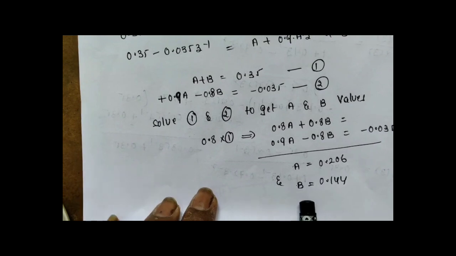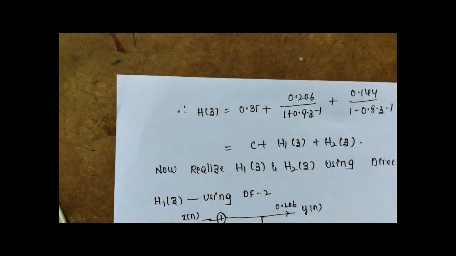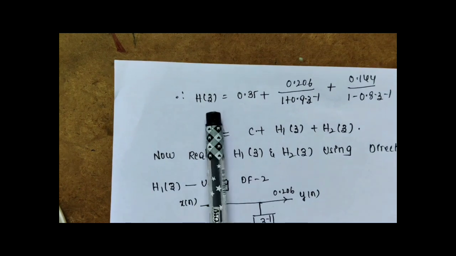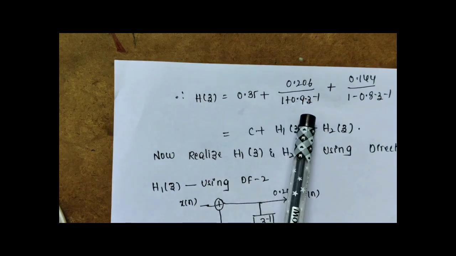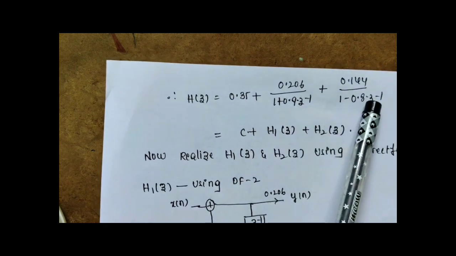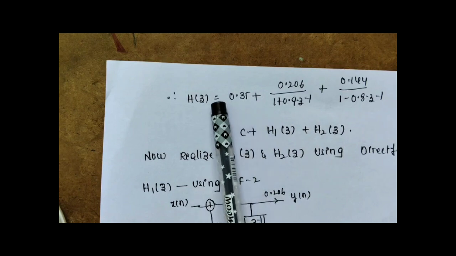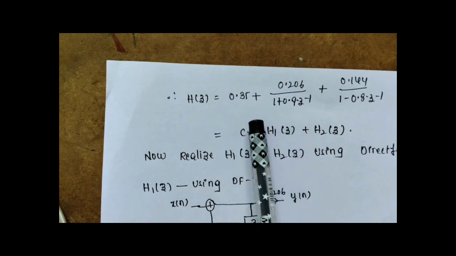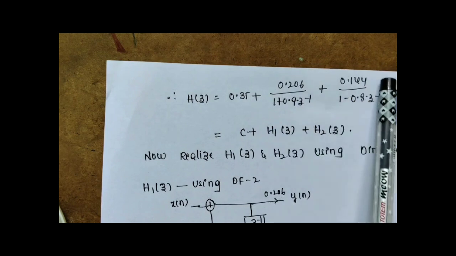Now if you do the cross multiplication and find the values of A and B, you will get the A value as 0.206 and the B value as 0.144. You can check this. So the total H of z turns into 0.35 plus 0.206 by 1 plus 0.9 into z inverse plus 0.144 by 1 minus 0.8 into z inverse. Now you got the equation in the required format. So one is C, plus this is H1 of z, plus this is H2 of z.